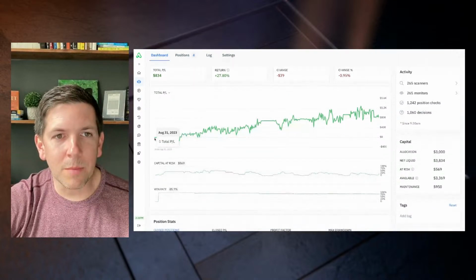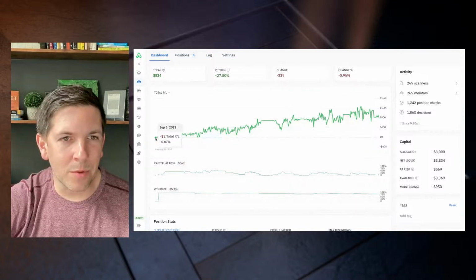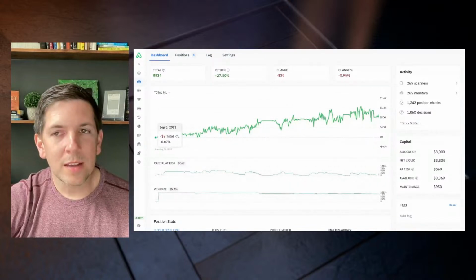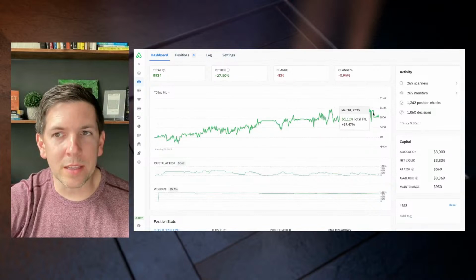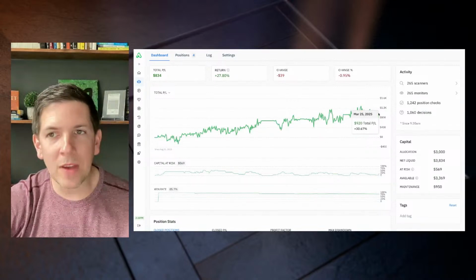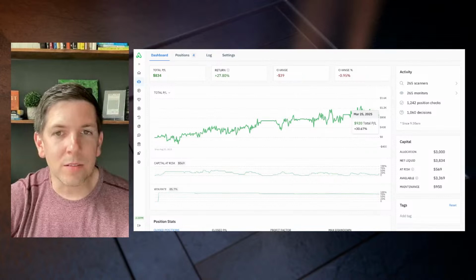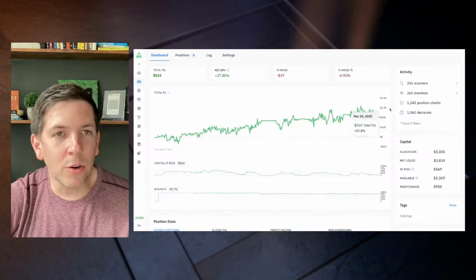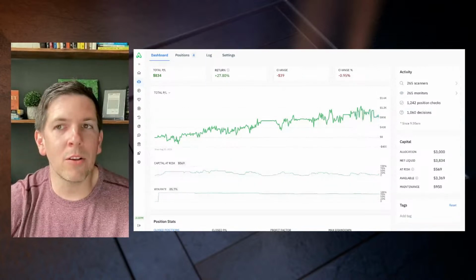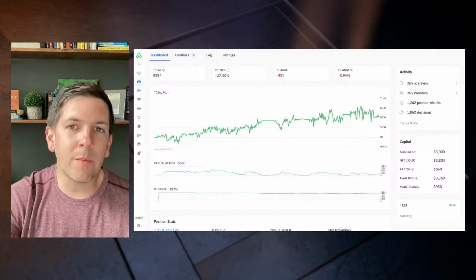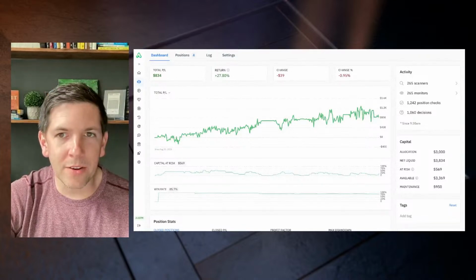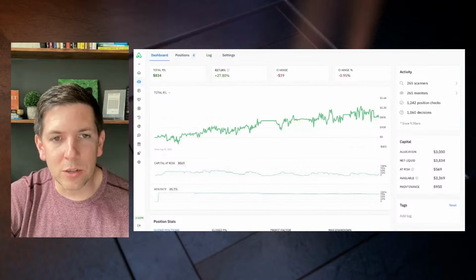I started this thing back in August or September of 2023, so it's been going now for about a year and a half. It also has been going through this market downturn that we've had, and it's handled it pretty well. I wouldn't say that it's perfect, but it's a good working model of what you can do if you take the exact framework that I just put together here and put it into a bot.